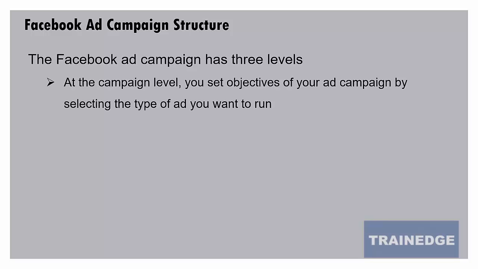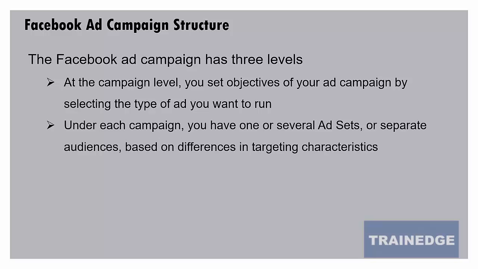So the campaign level, you will set the objectives by selecting the type of ad you want to run. So what you're doing at the campaign level is you select the type of ad you want to run, and that sets the objective. Then you will create one or more ad sets within each campaign. Each ad set can be thought of as a separate audience, separate target segment who is going to see this ad.